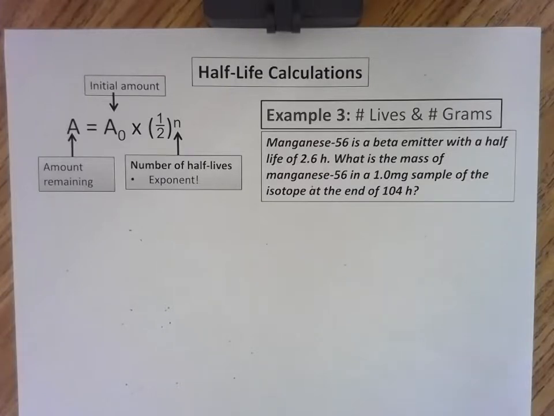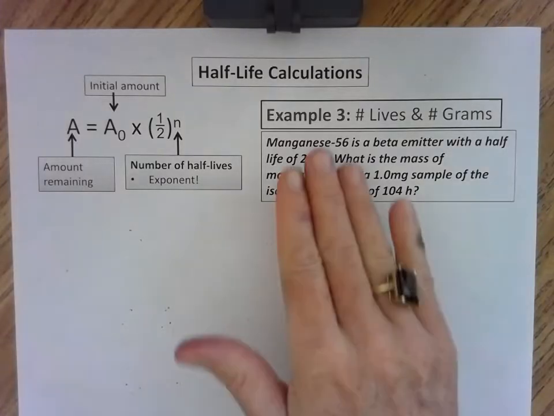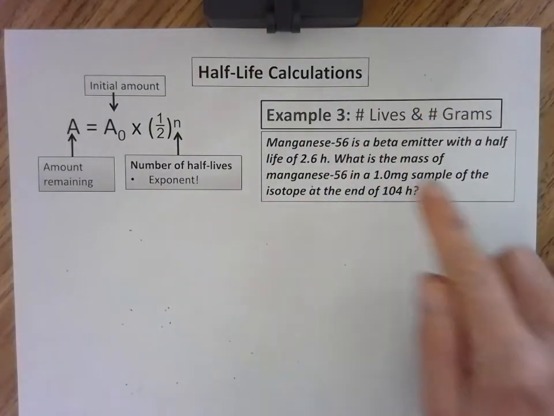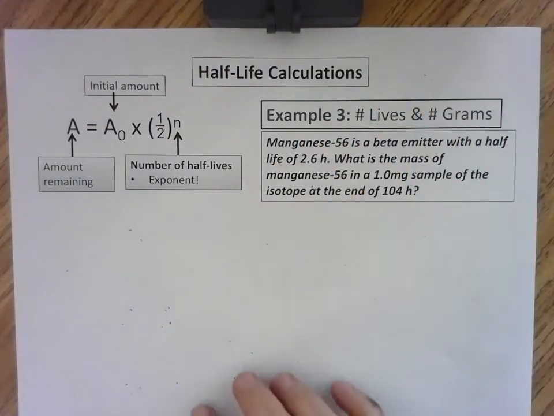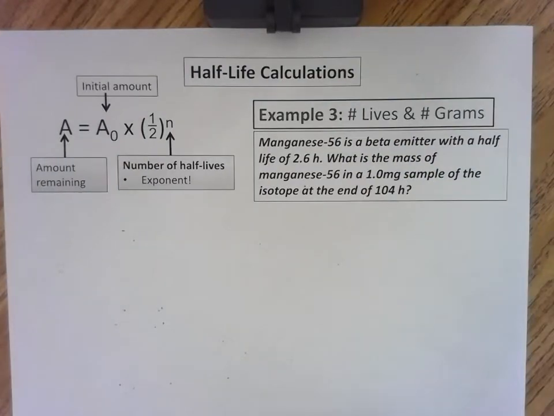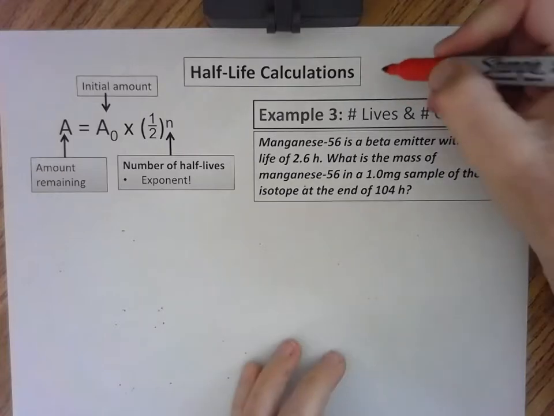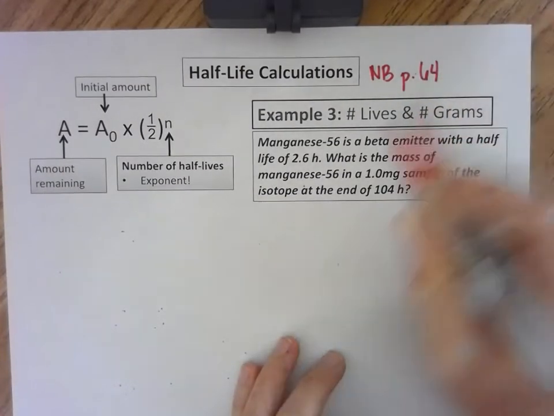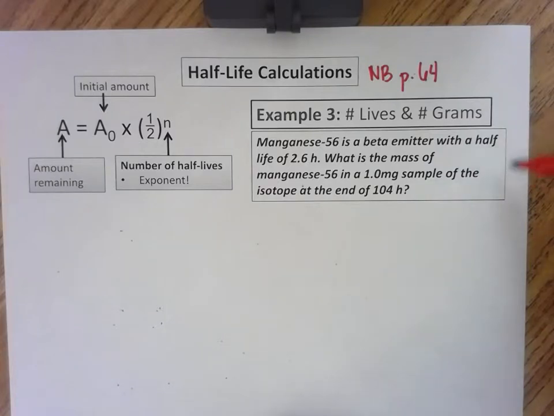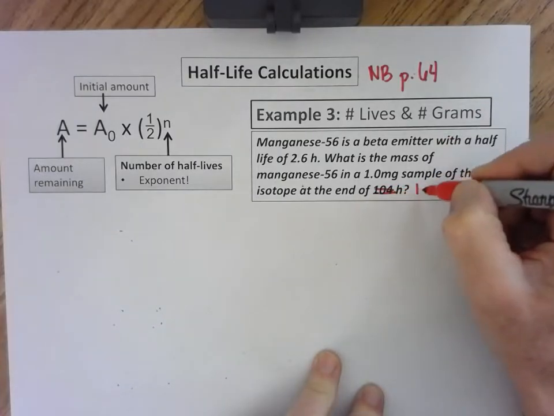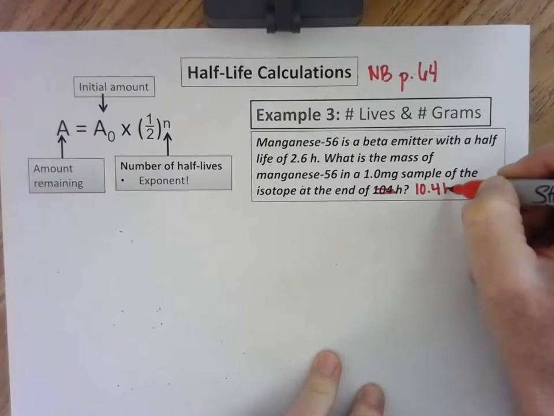We are going to do example 3 for half-life calculations. This time we're going to do two things: number of half-lives and number of grams. We are still on notebook page 64. This is example 3. This time the information is changed, and this has a typo on it. This is 10.4 hours. Sorry about that.